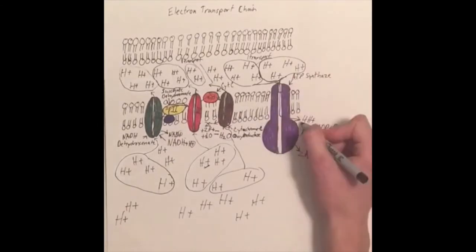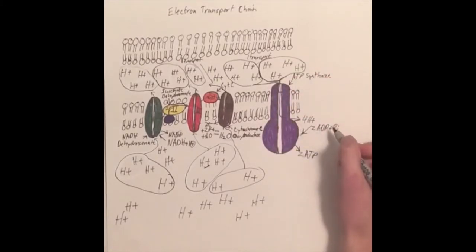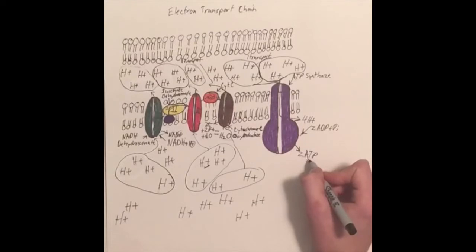4 hydrogen ions go into ATP synthase. These 4 are released to convert ADP and a phosphate ion into ATP. This happens 2.5 times for every electron transport chain cycle.